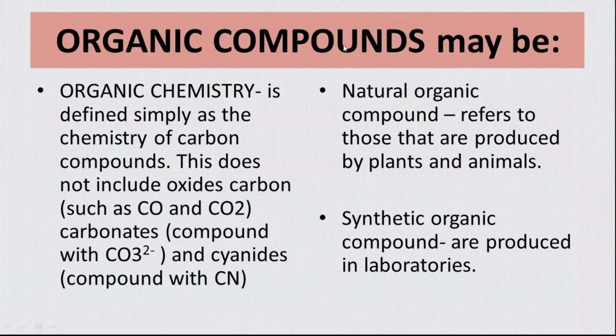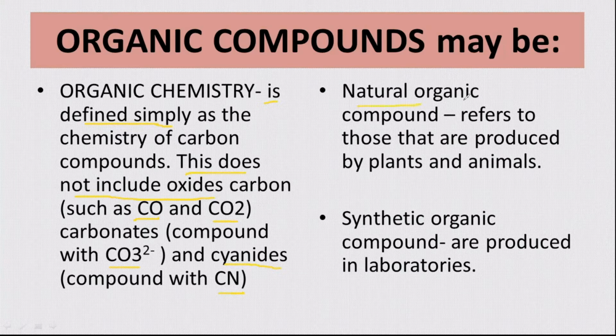Let's define first. Organic chemistry is defined as simply the chemistry of carbon, carbon compounds. This does not include oxides of carbon. Examples of that are carbon monoxide, carbon dioxide, compounds with carbonates, and compounds with CN or the cyanides. Because these are inorganic compounds, they are obtained from the non-living system.